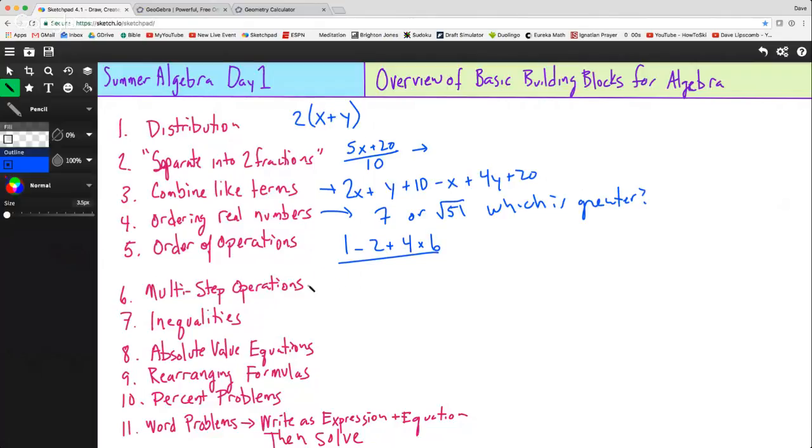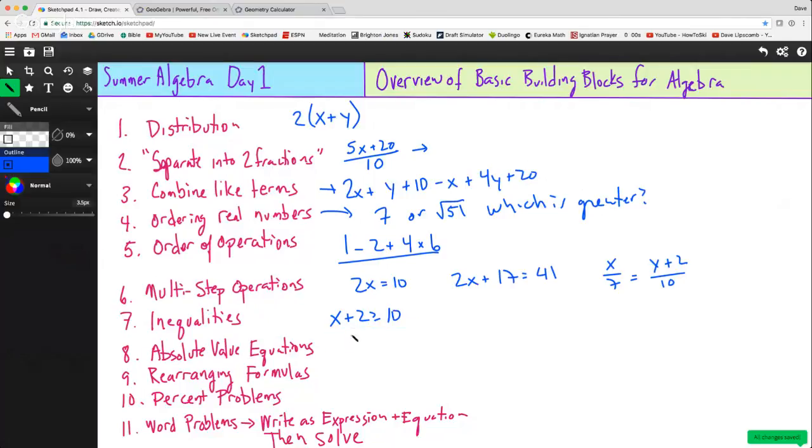Multi-step operations. This is going to be solving equations like 2x equals 10, or multi-step, 2x plus 17 equals 41. How do you solve these types of equations? Or it could be x over 7 equals x plus 2 over 10. Inequalities. These are like equations, but they're inequalities. So x plus 2 is greater than or equal to 10. How do you solve that guy?